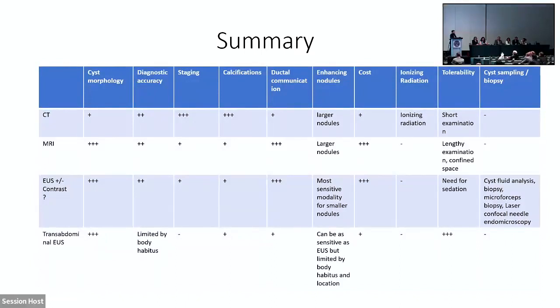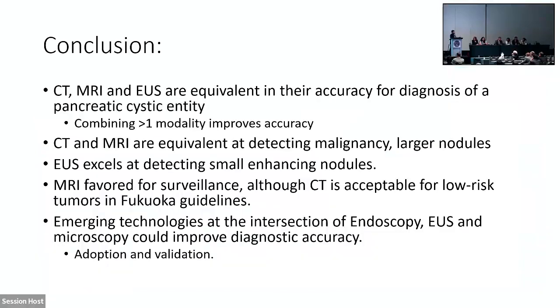So this is kind of what that summary slide looks like. Each one of these modalities has its pros and cons, along with some of the characteristics that we talked about. Although CT, MRI, and EUS are equivalent in their accuracy at diagnosing a pancreatic cystic entity in general, combining more than one modality improves accuracy. CT and MRI are equivalent in detecting malignancy once you have a full-blown cancer that's already established. EUS excels at detecting small enhancing nodules. MRI is favored for surveillance, although CT is acceptable for low-risk tumors in the Fukuoka guidelines. Again, there's ionizing radiation there, so you have to take that into account.